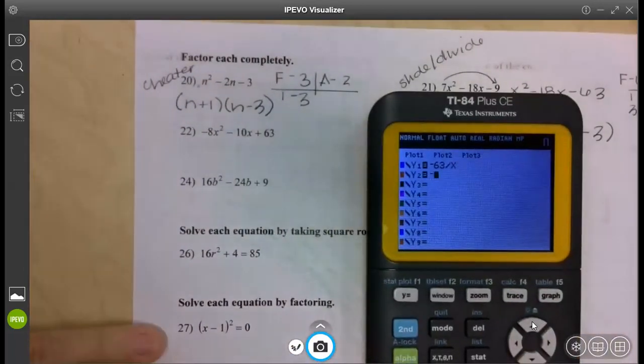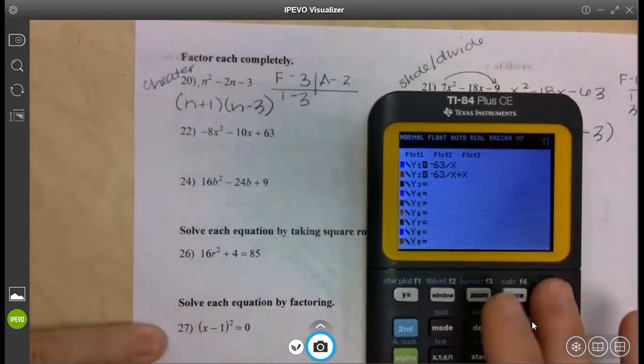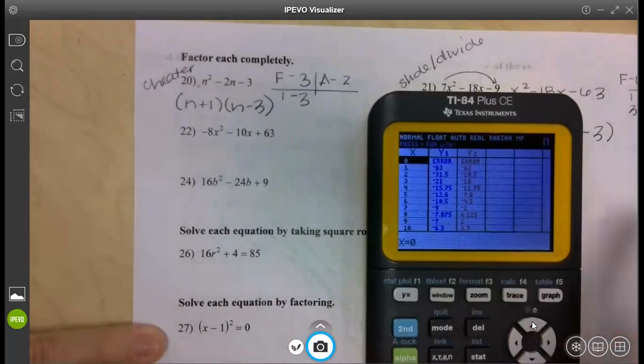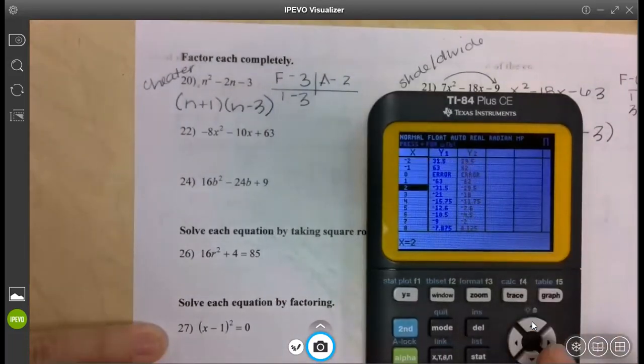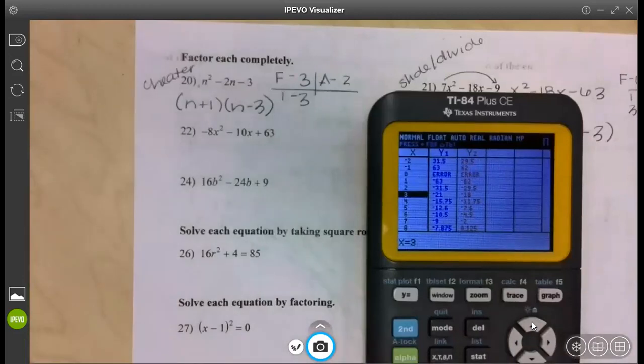And then negative 63 divided by x plus x. We're going to look in the red column for negative 18. It's right here at 3 and negative 21. So there's where your two factors come from. So you can do those on the calculator.